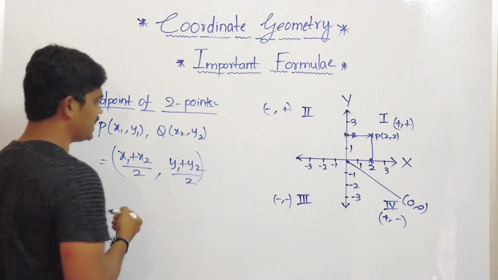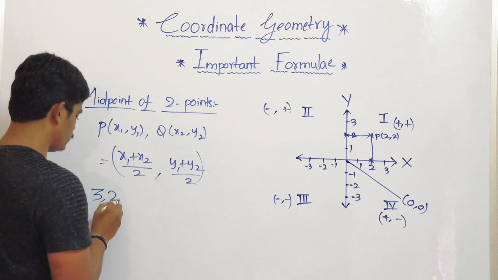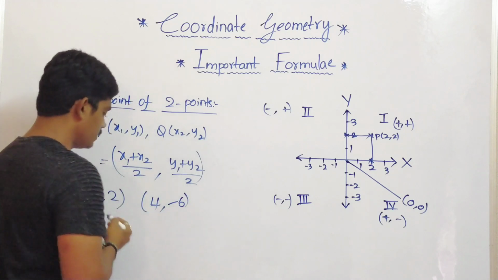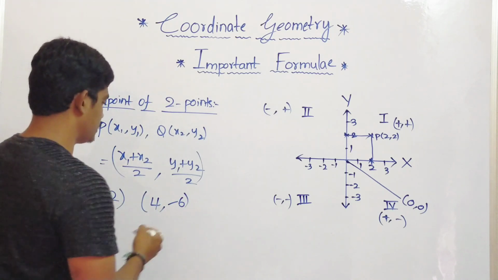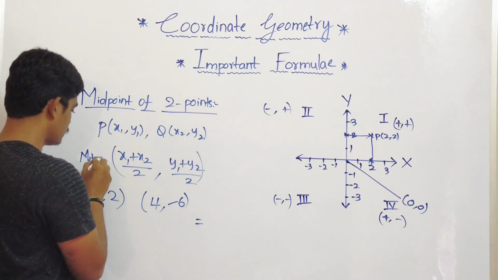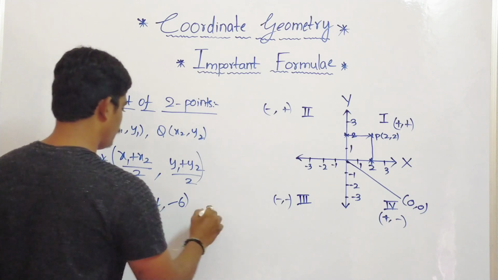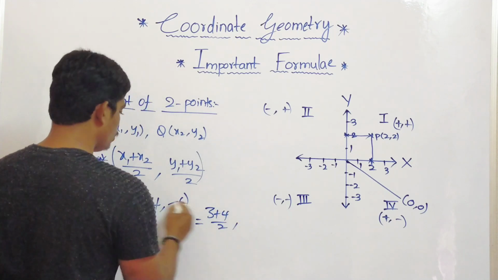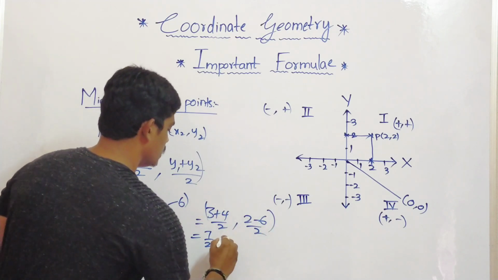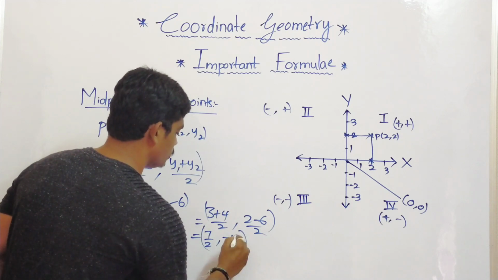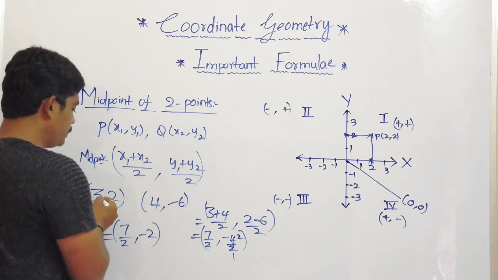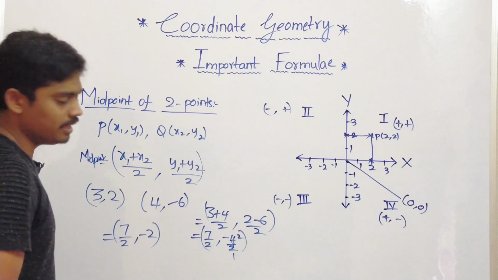So let us take another example, which is 3, 2 and 4, minus 6. Let us assume 3, 2 and 4, minus 6. Now the midpoint is 3 plus 4 by 2, 2 minus 6 by 2, which is 3 plus 4 is 7 by 2, minus 4 by 2, 2 ones, 2 twos, which is 7 by 2, minus 2. So the midpoint of these 2 points is 7 by 2, minus 2.